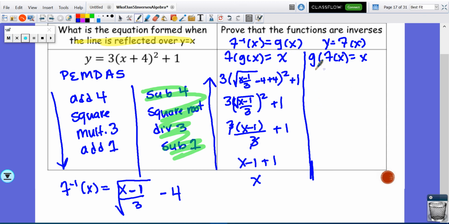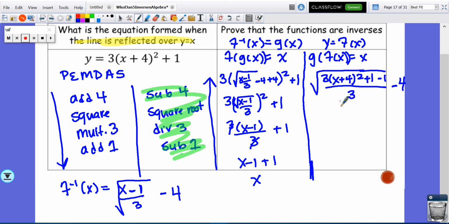Now it has to work for both. You have to check it for both. And if both work out, then you know you got yourself an inverse function. These two functions are inverses of each other because they both should equal x at the end. So here I'm going to hold the g function, which is the same as the inverse function, and I'm going to go ahead and put in the square root symbol. And everywhere there's an x, I'm going to put in 3x plus 4 squared plus 1. Okay, and then minus 1 was already there over 3. And then the minus 4 goes on the outside.